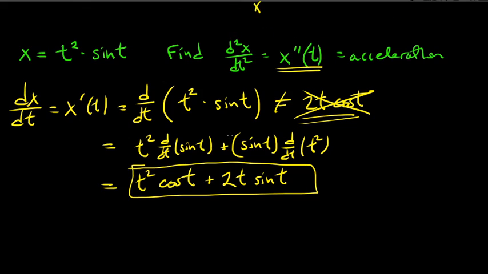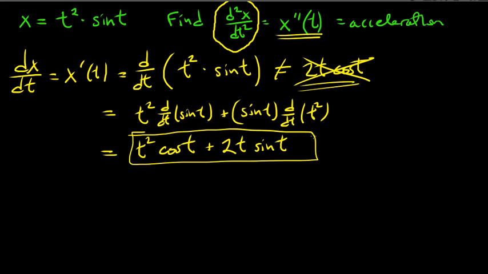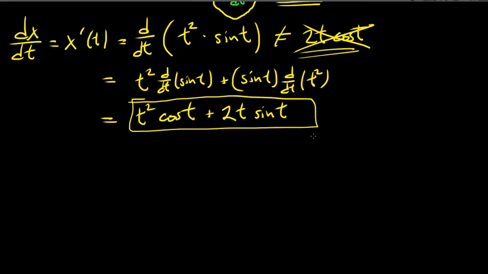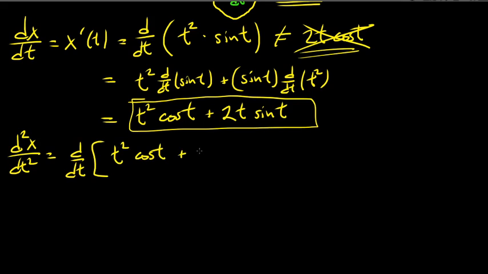Okay, but that wasn't the question, right? The question was to find the second derivative. So guess what? We got to do this all over again now, right? So now to find the second derivative of x, we have to take the derivative of what we just found, t squared times cosine t plus 2t times sine t.